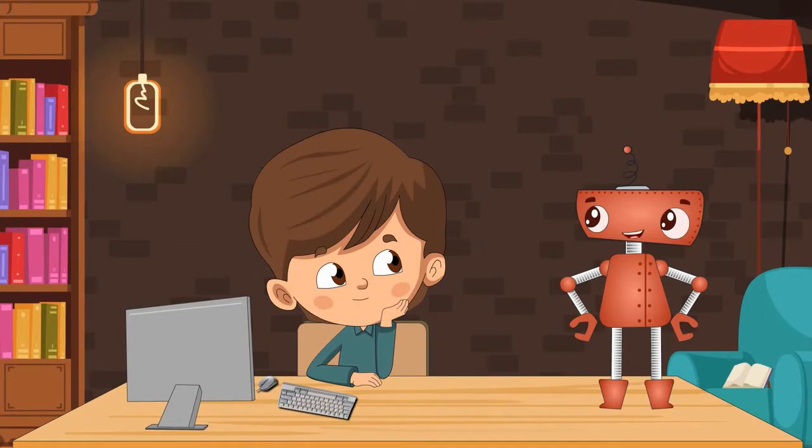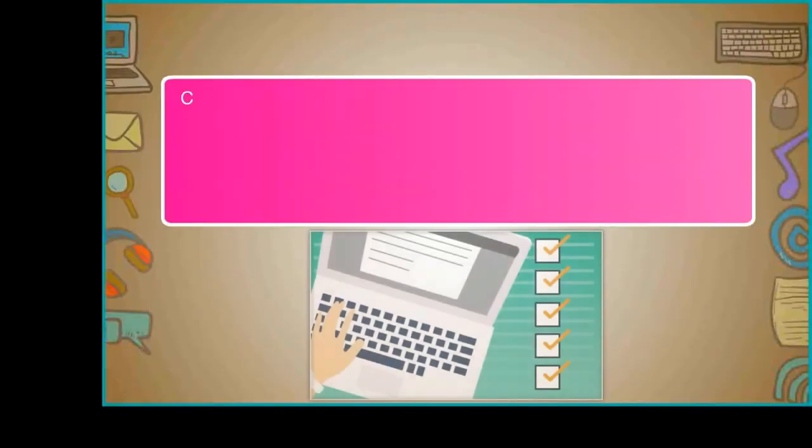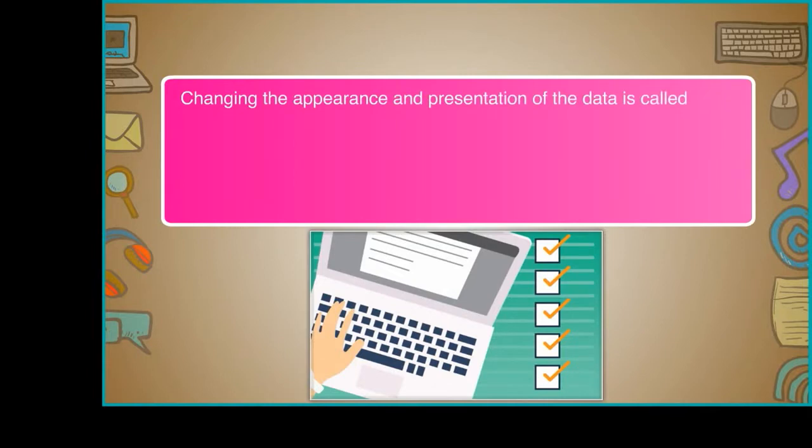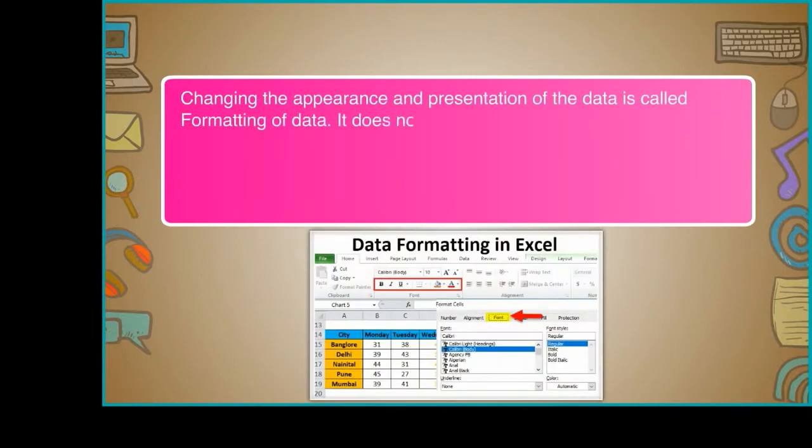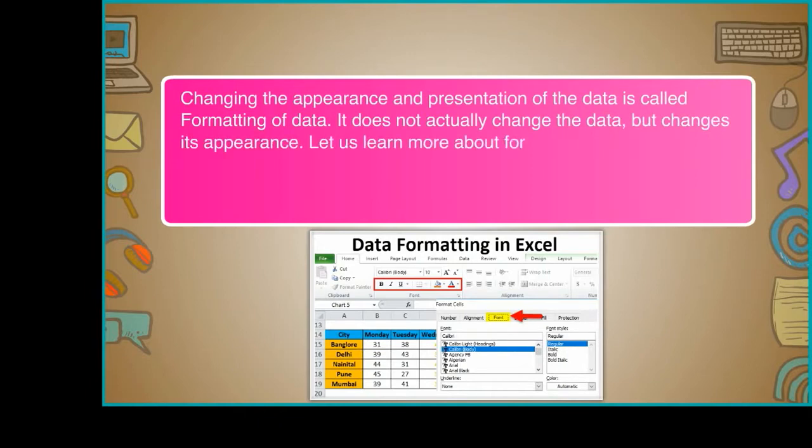Okay, Romy, let us learn about this in the chapter. Changing the appearance and presentation of the data is called formatting of data. It does not actually change the data, but changes its appearance. Let us learn more about formatting of the data in this chapter.